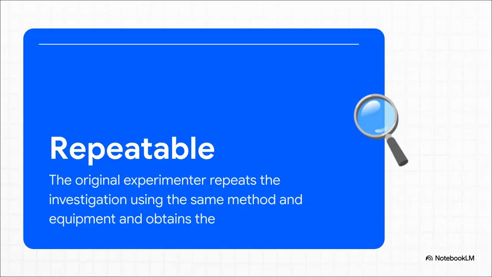Right? 2 key terms you will absolutely need for your write-ups. First up, repeatable. An experiment is repeatable if you, the original scientist, can do the whole thing again with the exact same setup and get basically the same results. It's a check to make sure you're being consistent.